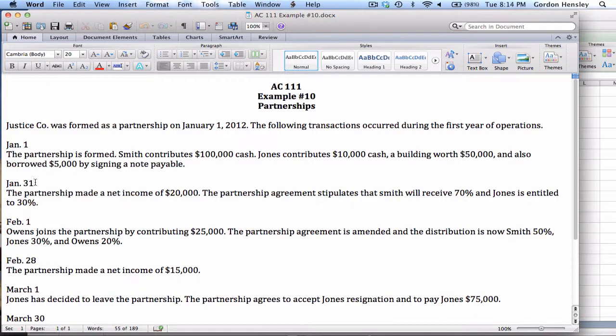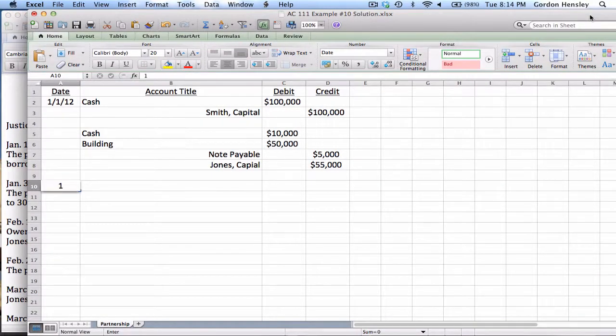Now, the next transaction is on January the 31st. On that date, we're reporting that the partnership made a net income of $20,000. Now, anytime they have income, that income must be split between the partners. So how are we going to do that? Well, it says that the partnership agreement stipulates Smith will receive 70%, Jones will receive 30%. So this is on January 31st.